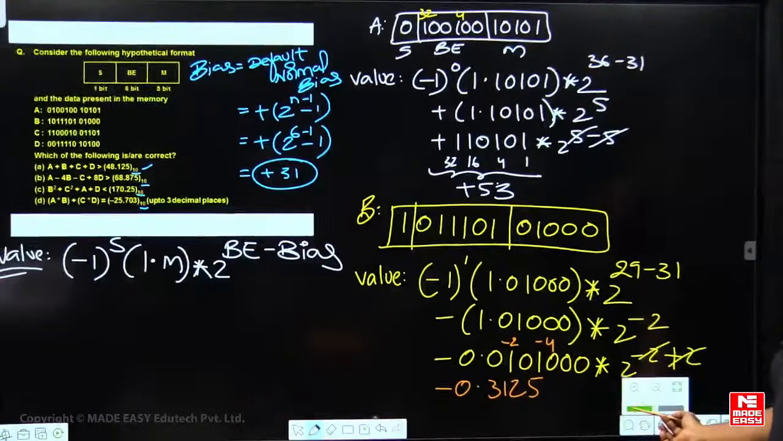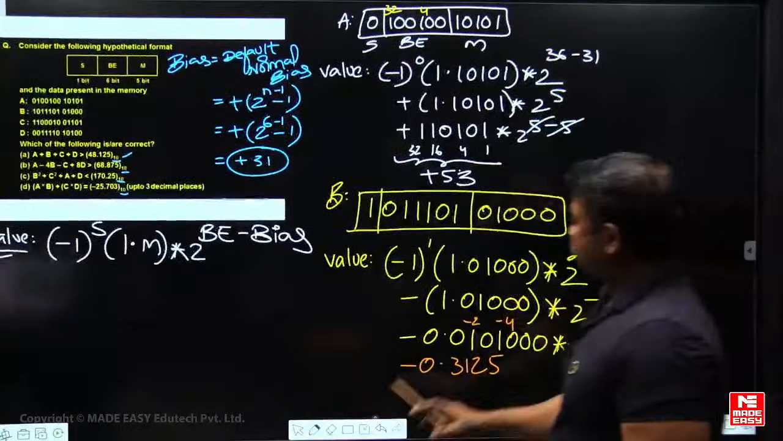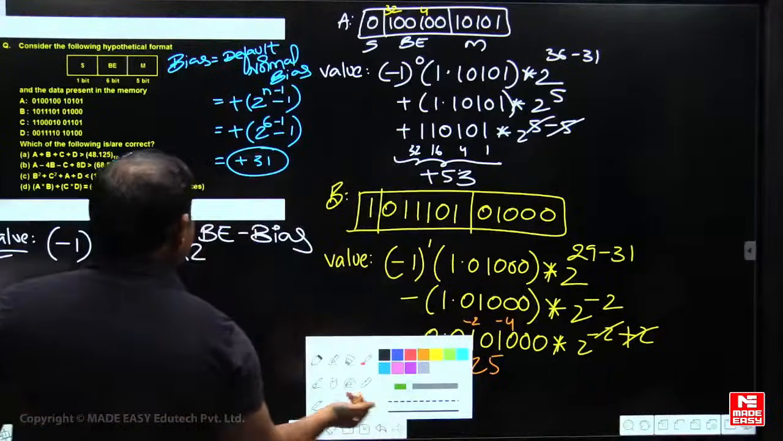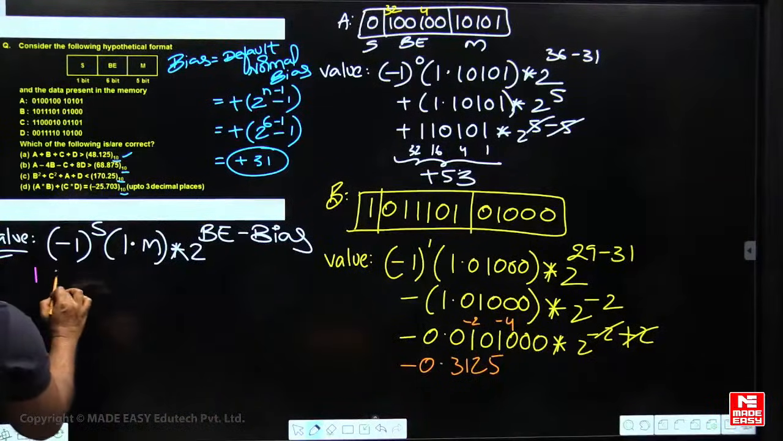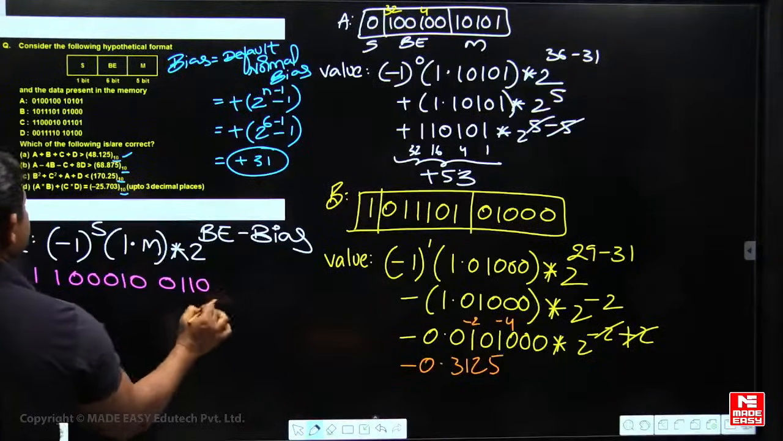Similarly, find the E value and D value. E value: 1 1 0 0 0 1 1 0.